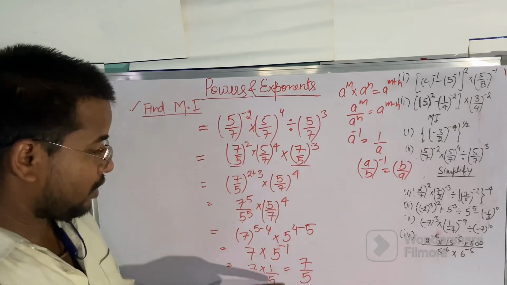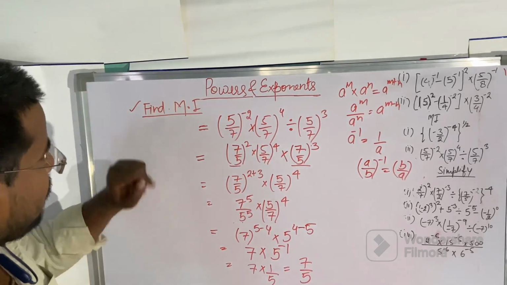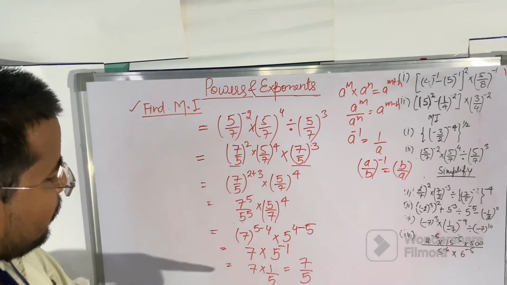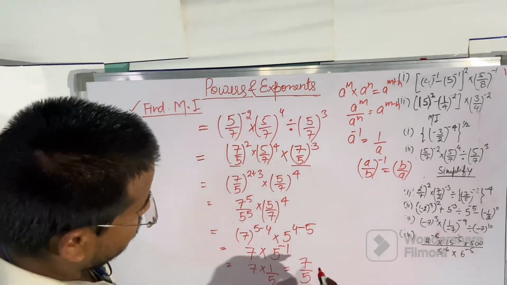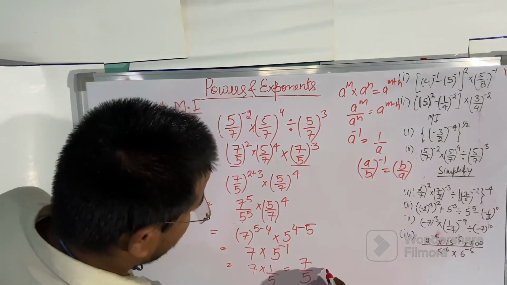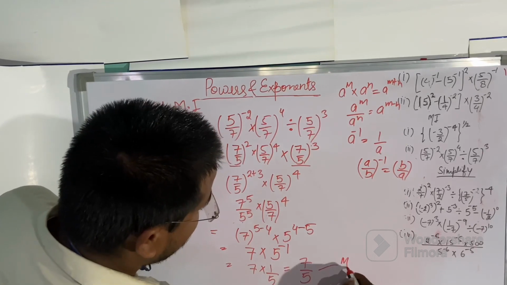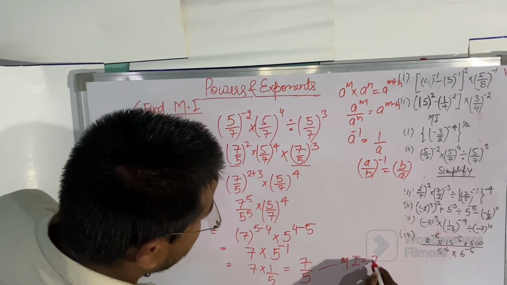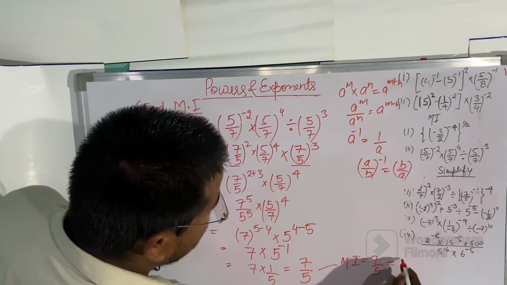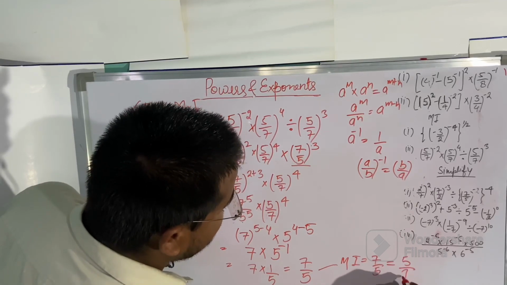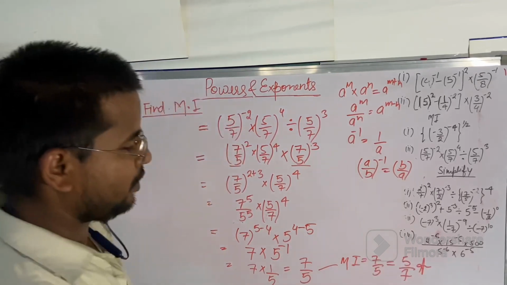So this will become 7 by 5. See, this is not our answer. They said to find the multiplicative inverse of this number. So the multiplicative inverse of this number is 7 by 5. So our answer is: the multiplicative inverse of 7 by 5 is equal to 5 by 7. This is our answer. Okay.